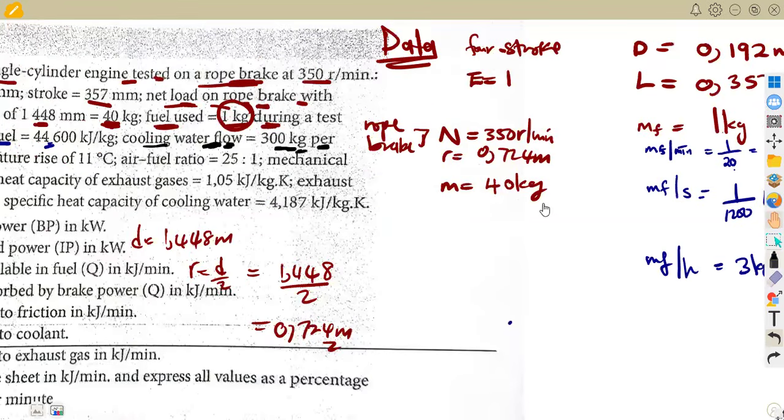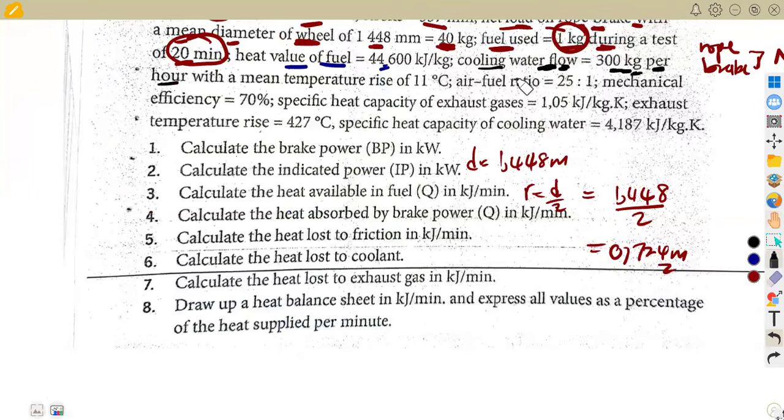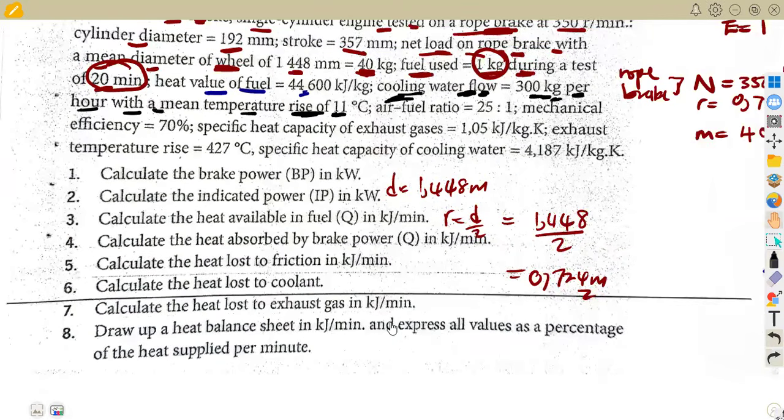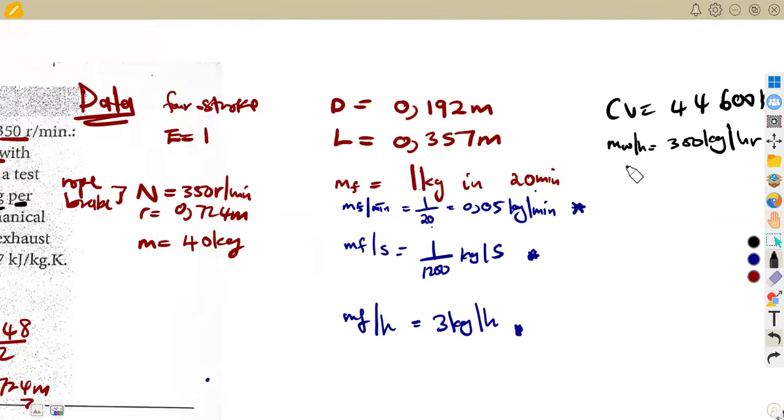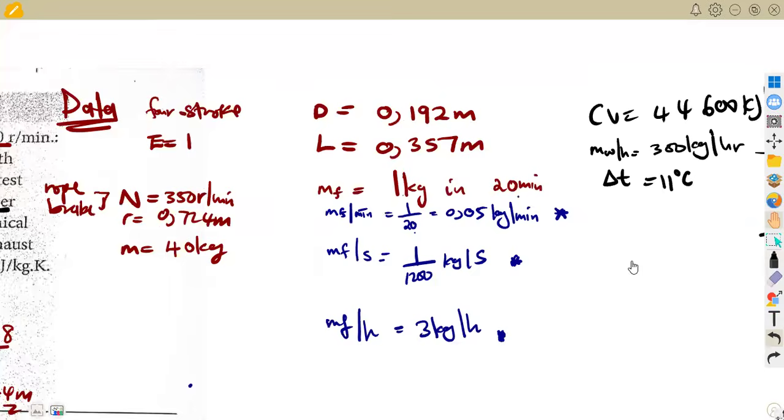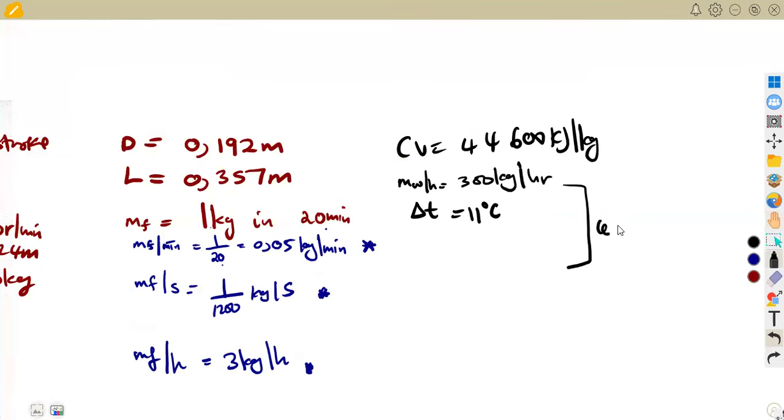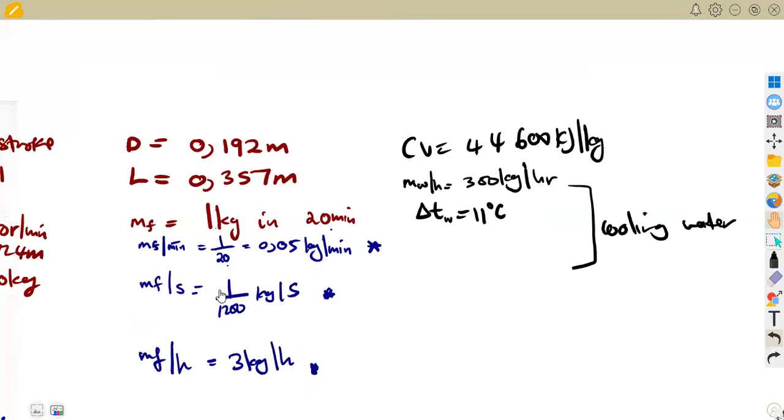All right, this is about the cooling water. The mass of this cooling water has a mean temperature rise of 11 degrees Celsius, meaning that's the change in temperature for the cooling water. The change in temperature was 11 degrees Celsius. We are still under the cooling water, so this whole part is about the cooling water. All right, so this is for water. What else do we have?